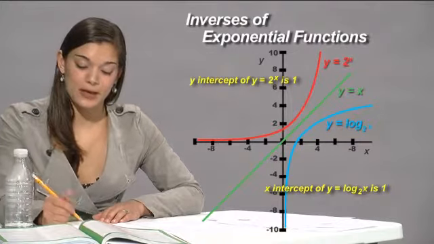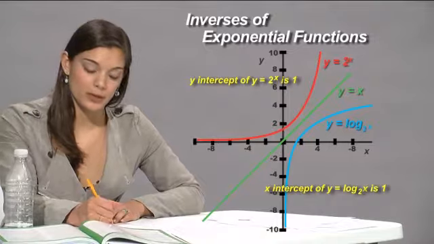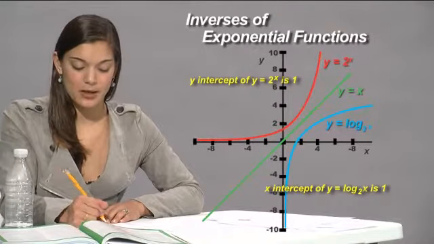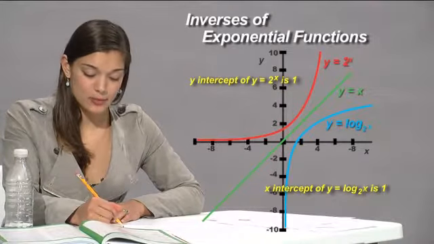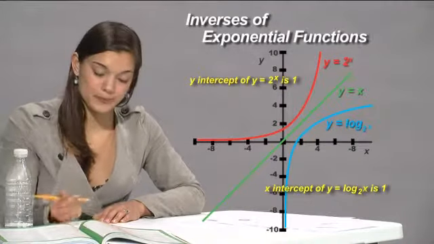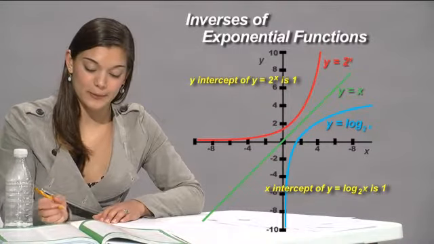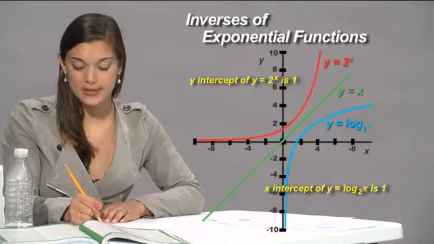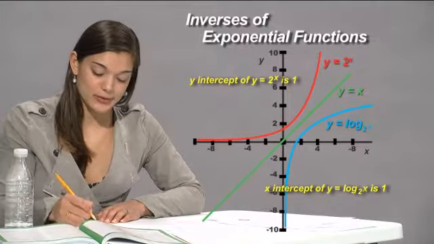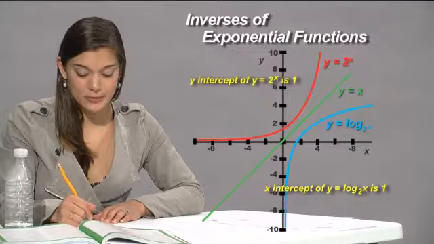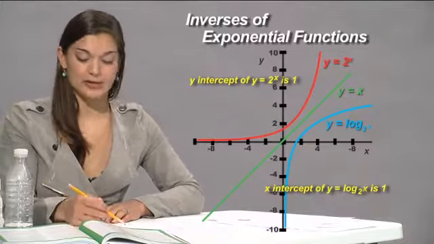Also, we already know that y equals 2 to the x contains the point (1, b), where b is the base. Here, the base is 2, and this graph contains the point (1, 2), which it should. We also already know that a logarithmic function will contain the point (b, 1). b is the base. Here we have log base 2 of x, so the graph should contain the point (2, 1). Does it? Yeah. Now we can tell that they're inverses of each other.